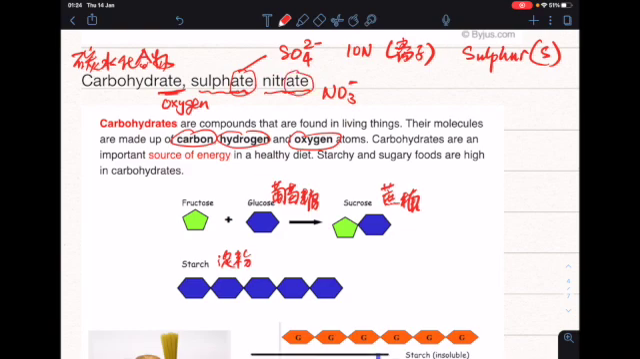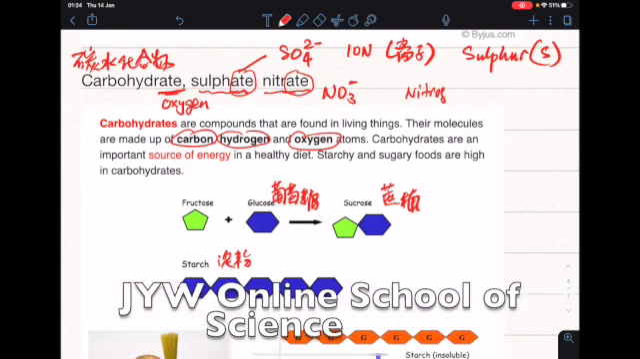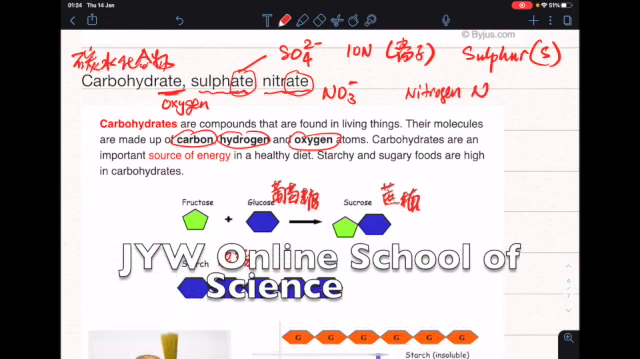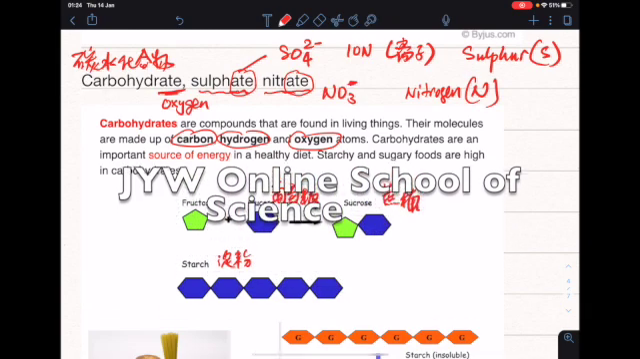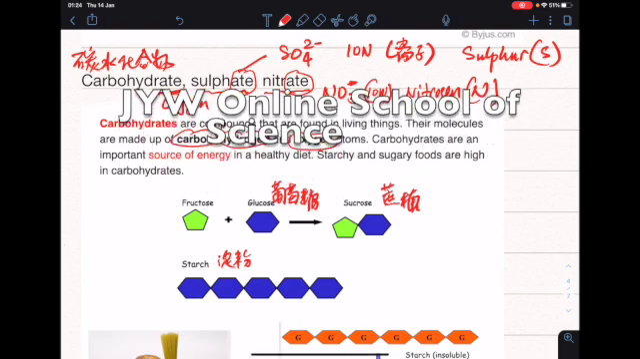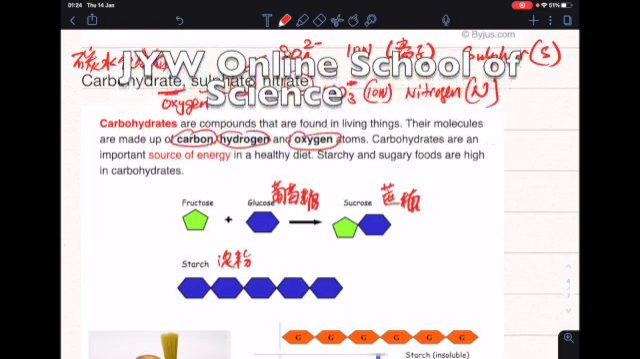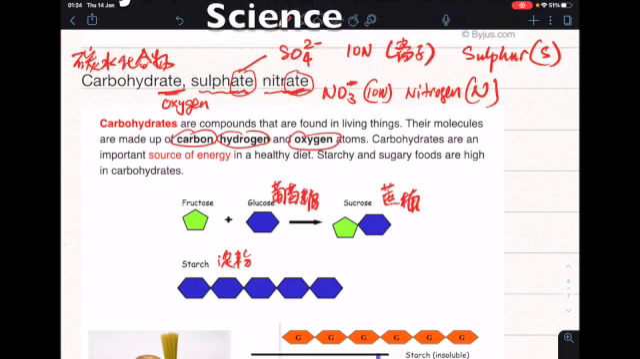Yeah, if you don't, that will be nitrogen. Nitrogen is N. But when you have NO3 minus, again, that's an ion, the nitrate ion, and you got a charge. So that's nitrate, ATE, because you got oxygen. Now carbohydrates, ATE, you got oxygen. Okay, so that's how you remember the keywords.